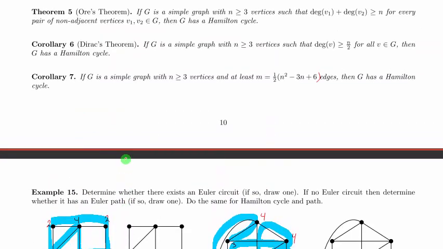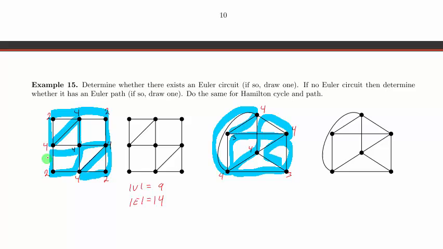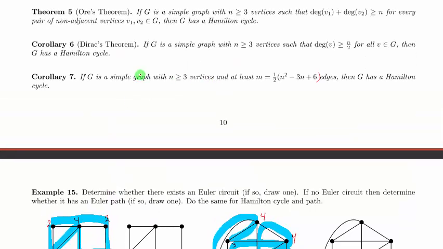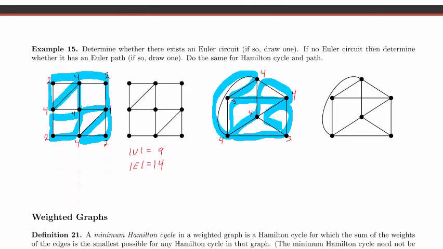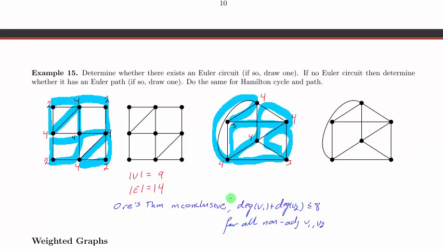So looking back at our theorems, Ore's theorem says that all non-adjacent vertices have to have degrees summing to greater than or equal to 9. Well, looking at these, even if they're not adjacent, we have at most degree 4, and so that is going to be inconclusive. We're never going to get a sum greater than or equal to 9. So in this case, Ore's theorem is inconclusive. We have a degree sum less than or equal to 8 for all non-adjacent v1 and v2. So that doesn't work out.